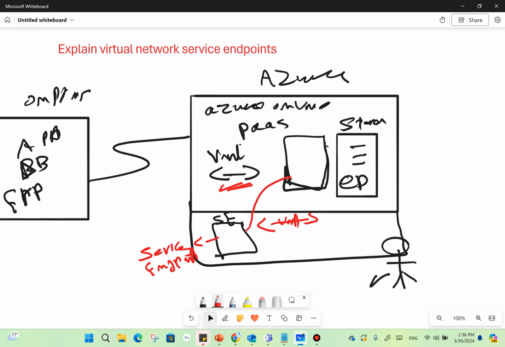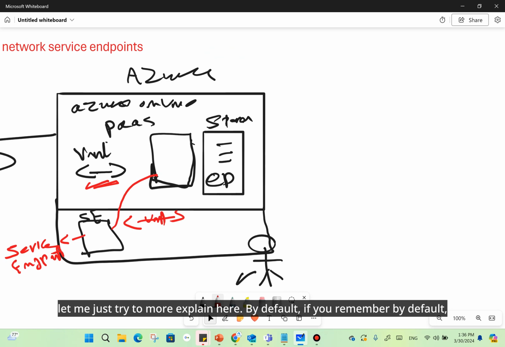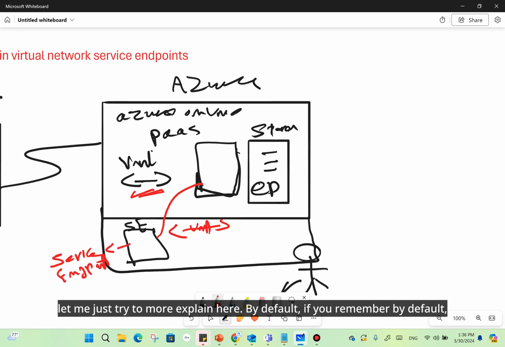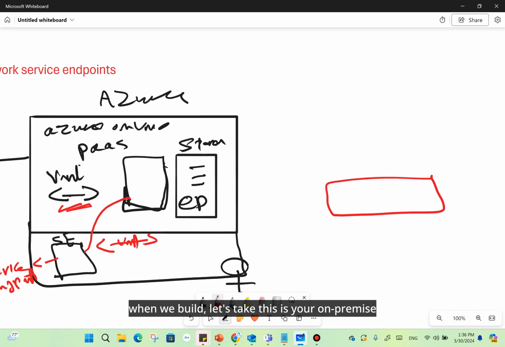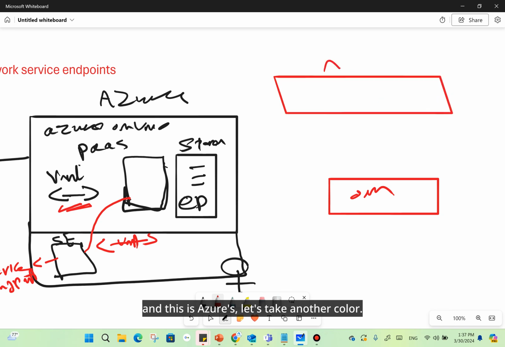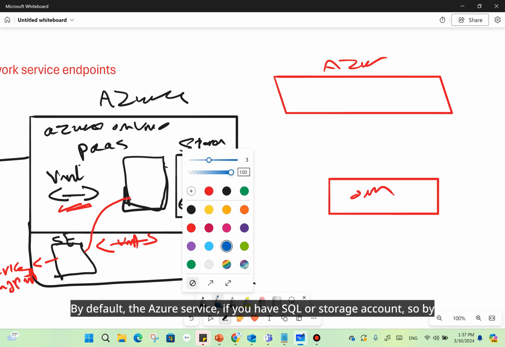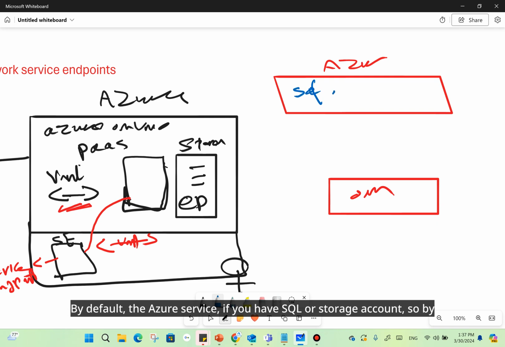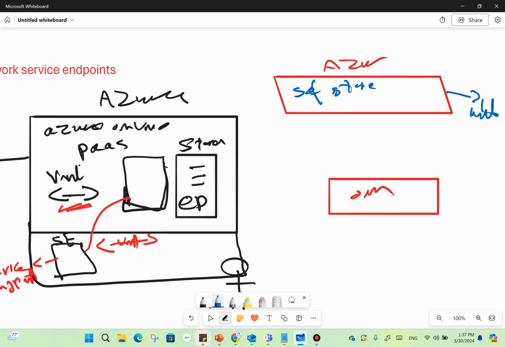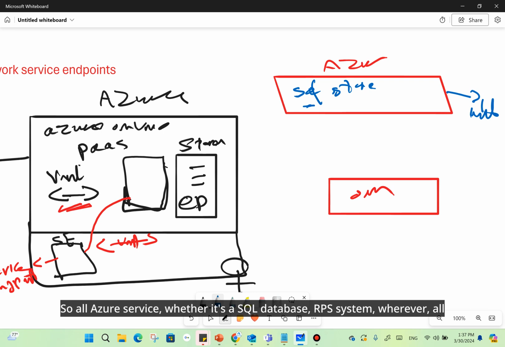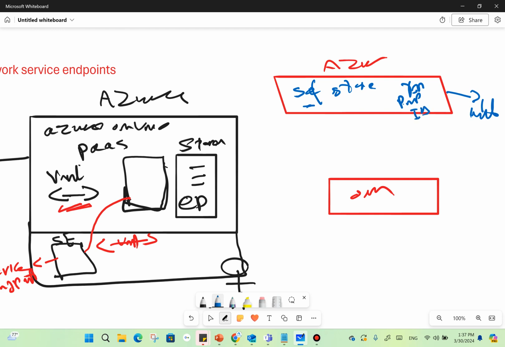If it's not clear to you, let me try to explain more here. By default, if you remember, let's take this as your on-premise, and this is Azure. By default, the Azure services, if you have SQL or a storage account, are all designed for direct internet access. So all Azure services, whether it's a SQL database or whatever, have a public IP address, including platform as a service.